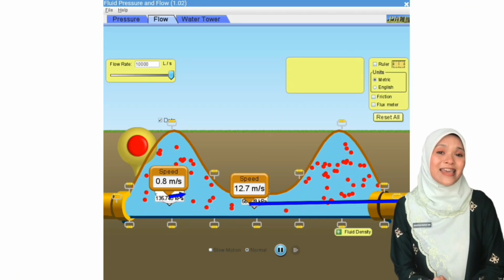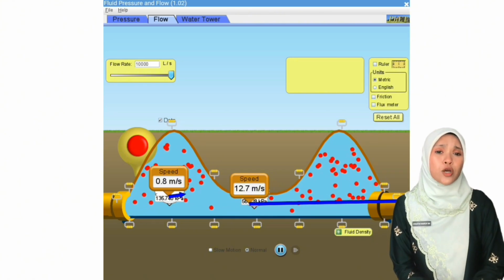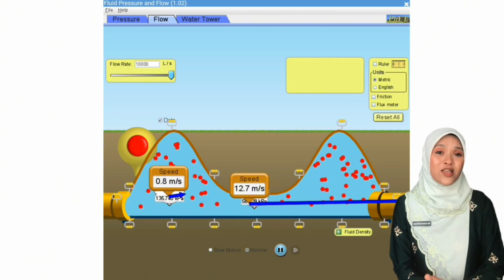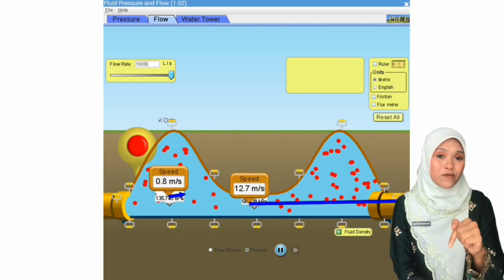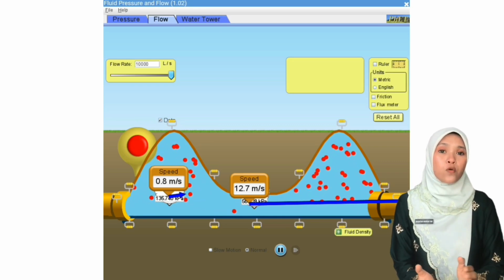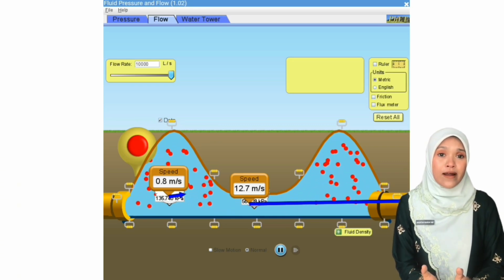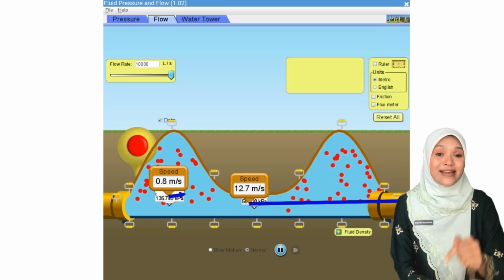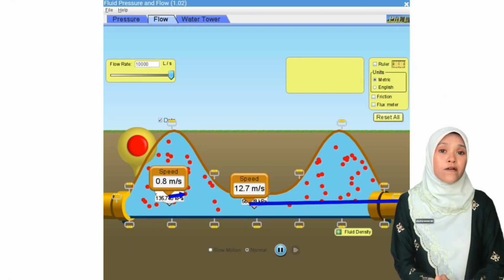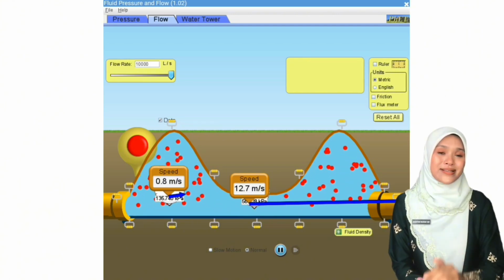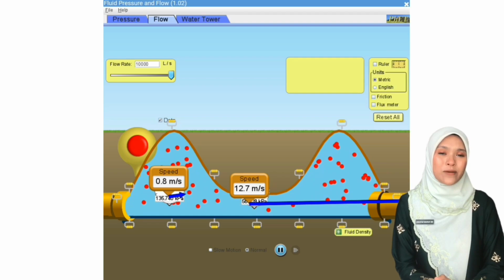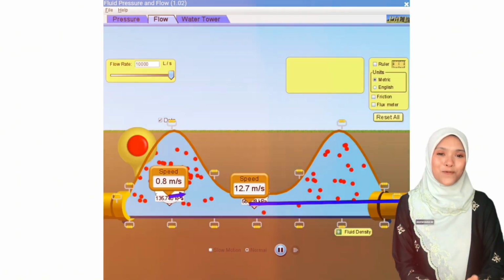As you can see in the video, when the pressure increases, the velocity of fluid decreases, and vice versa, which is at the narrow area, when the pressure decreases, the velocity of fluid increases. That explains how the Bernoulli principle works.